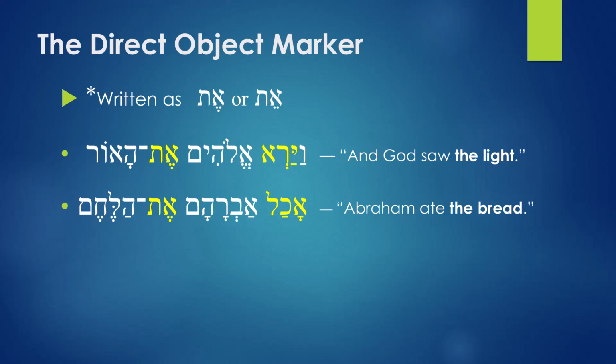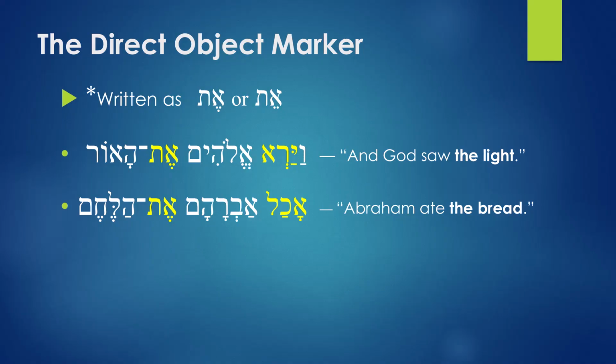In the examples, the first phrase we have is Wayar Elohim et haor. Wayar means he saw. Elohim means God. Et is just pointing to the object, and you can see it's always placed before its direct object, so the next noun is the direct object. So you have et haor, and haor means the light. So the verb is translated as, he saw God, the light.